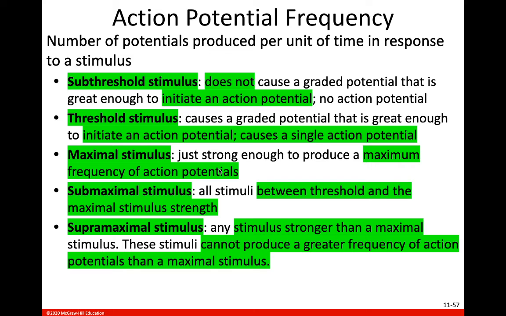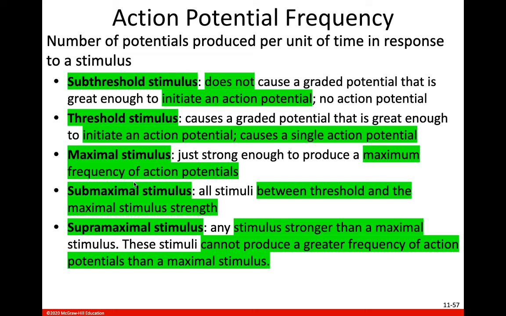So again, we can have different sizes of graded potentials, but once you get an action potential, all action potentials are the same strength. Okay, they all go up to positive 35, positive 40, and that's as far as they go. So they're all the same strength. So a maximal stimulus is not going to give us a stronger action potential. What it's going to do is give us more action potentials, a maximum frequency of action potentials, so very fast action potentials.